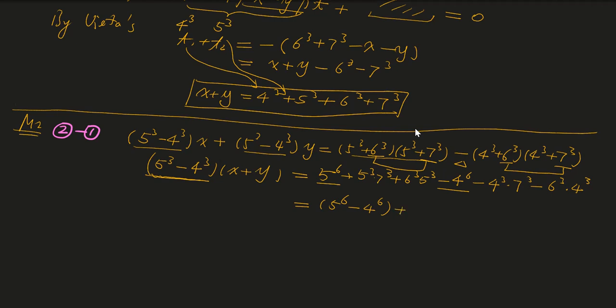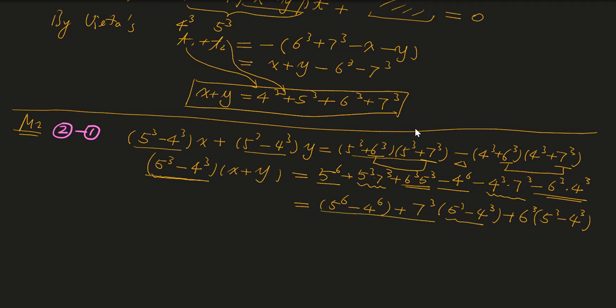And secondly, we want to combine these two terms by factoring out 7 cubed. And then we'll have 5 cubed minus 4 cubed left. And this is exactly what we want. Similarly, let's combine these two terms by factoring this 6 cubed out. So plus 6 cubed times (5 cubed minus 4 cubed).